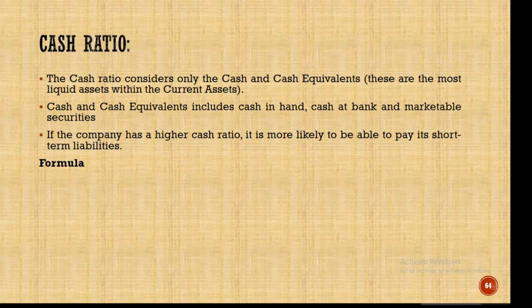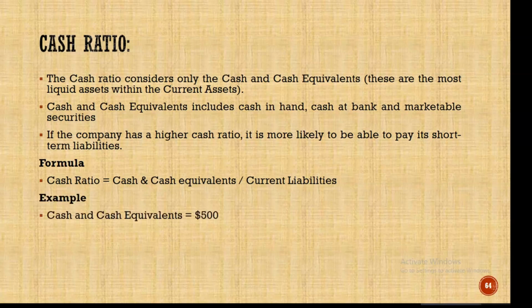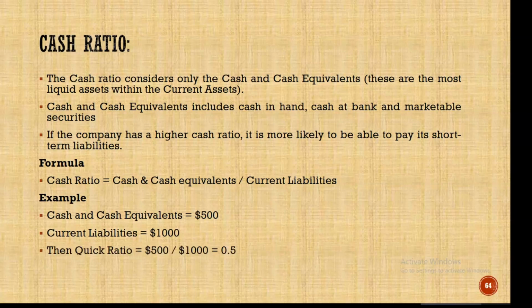The formula for calculating cash ratio is cash and cash equivalents divided by current liabilities. So let us see an example. Cash and cash equivalents are $500. Current liabilities are $1,000. So here the cash ratio will be 0.5 to 1.